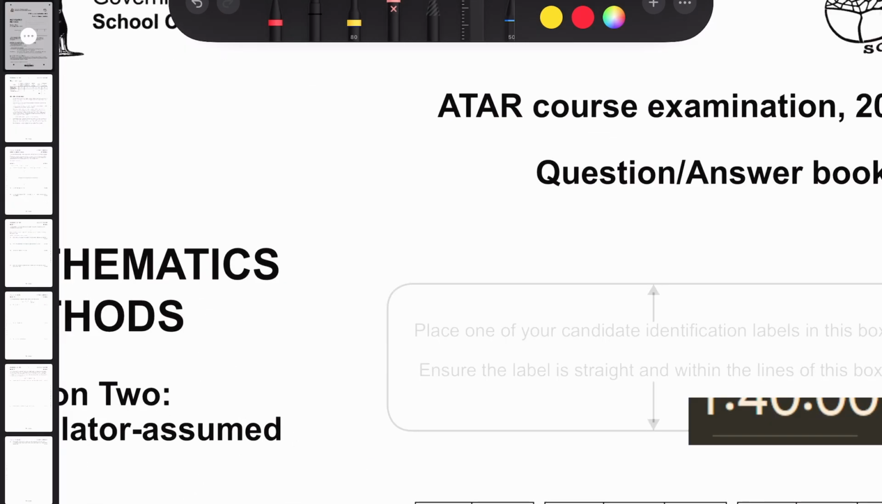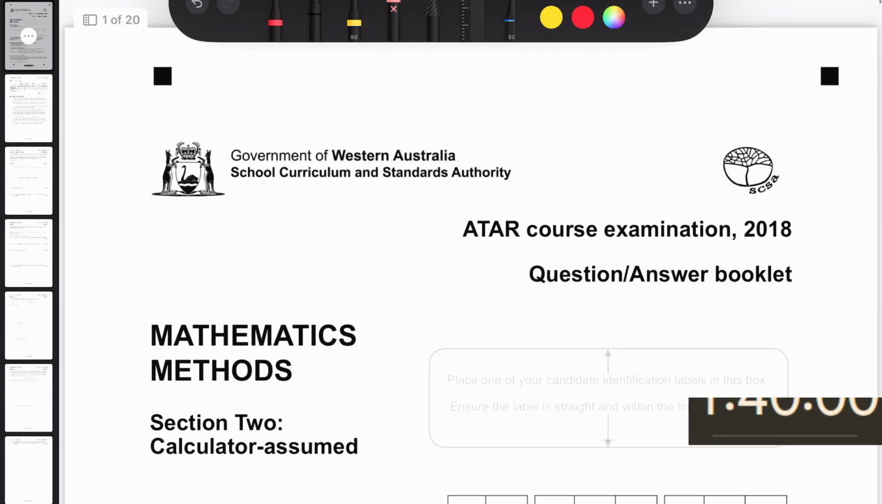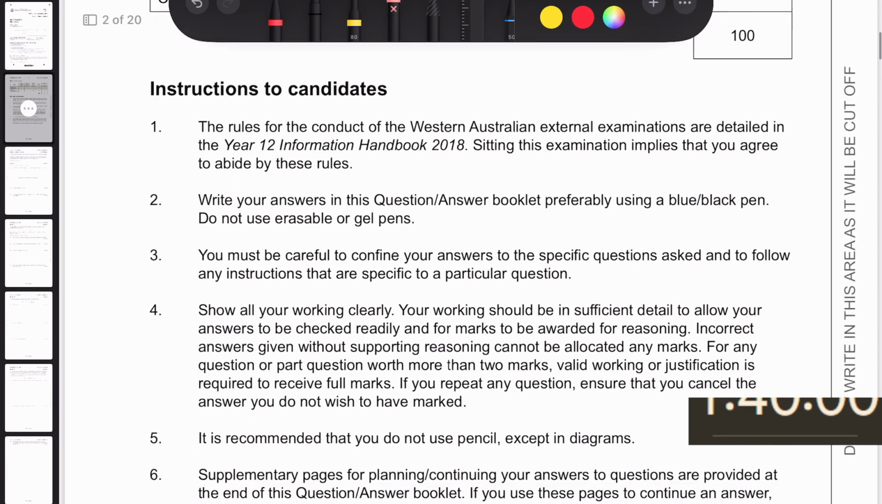And time to do the calculator assumed section. I got my trusty CAS. I got my formula page. I'm surprised my CAS is not running out of battery yet. I haven't replaced it for like 2 months or something. Okay, 3, 2, 1, let's go.